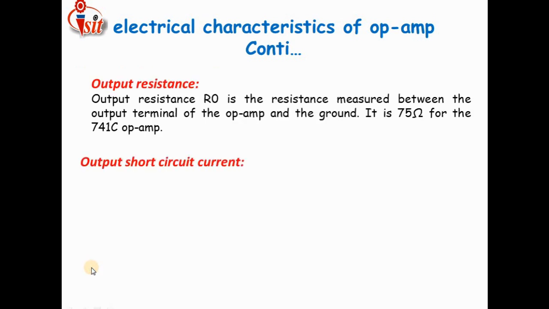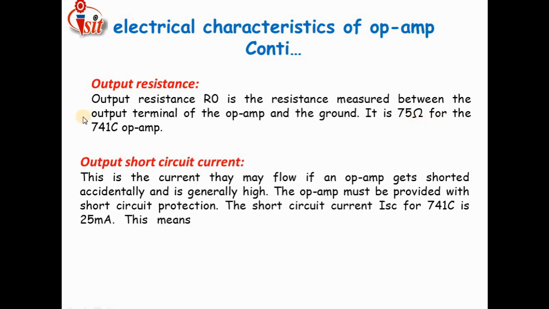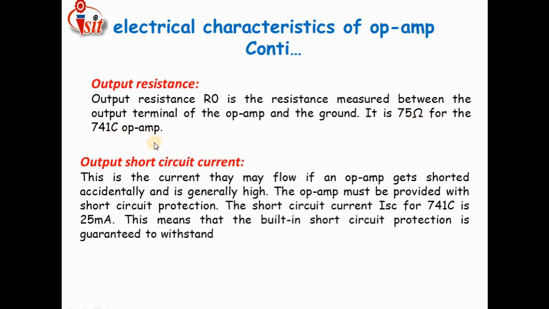Output resistance. Output resistance R0 is the resistance measured between the output terminal of the op-amp and the ground. It is 75 ohm for the 741C op-amp. That is the standard output resistance for 741C.